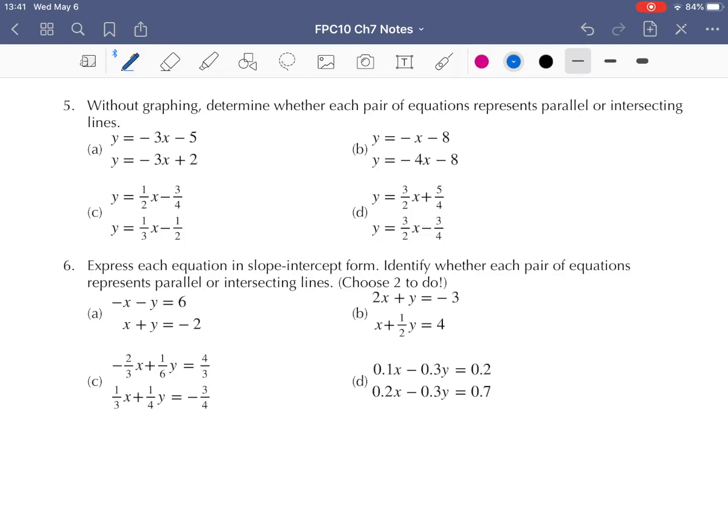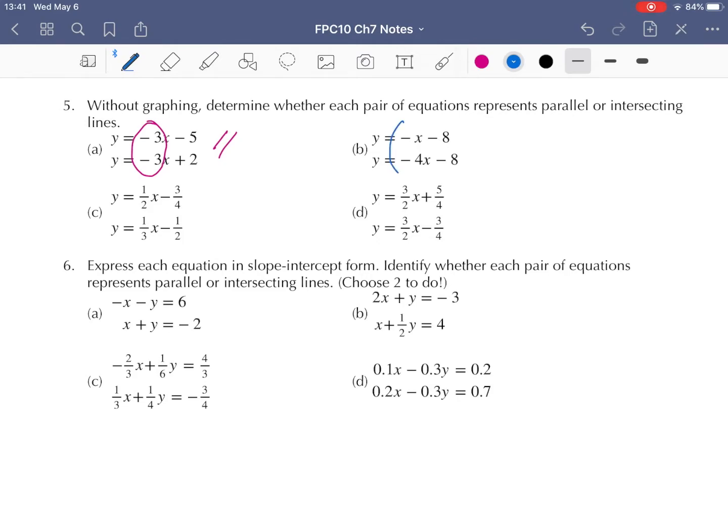All right, number 5. Without graphing, determine whether each pair of equations represents parallel or intersecting lines. Remember, parallel lines have the same slope. If the lines are not parallel, they will intersect somewhere. So all we have to determine is if they have the same slope. If they have the same slope, they're parallel. If not, they're intersecting. So let's look at A.